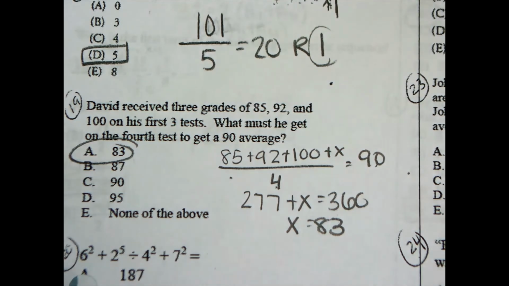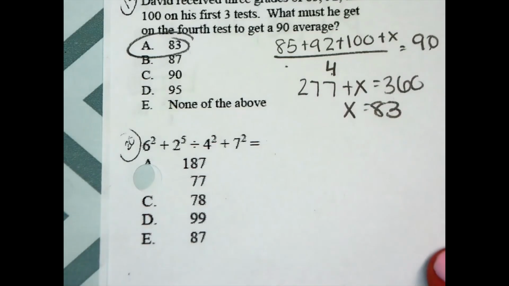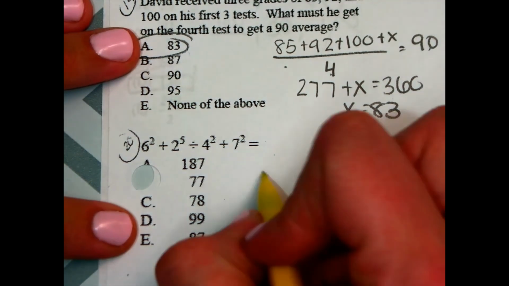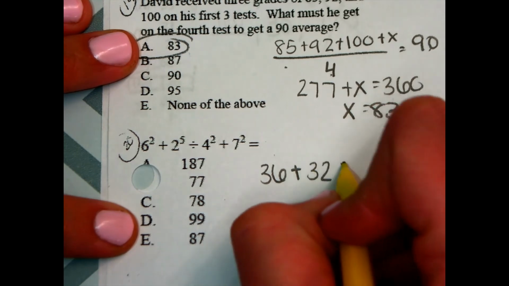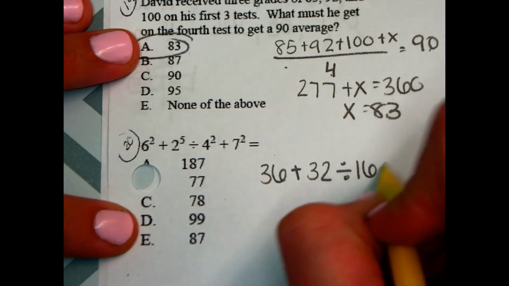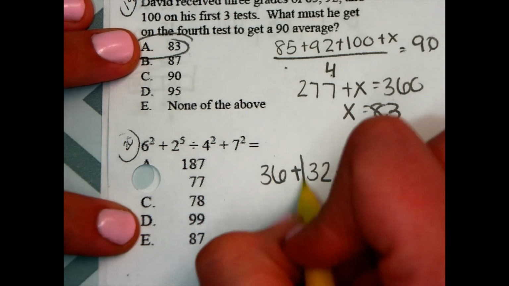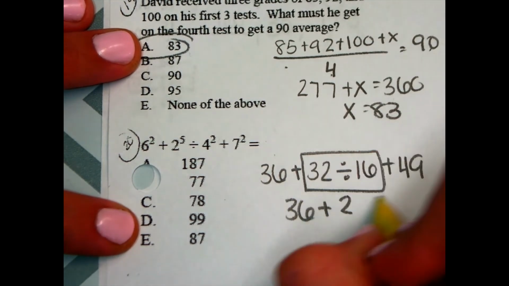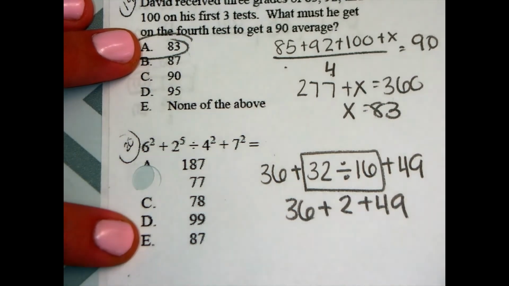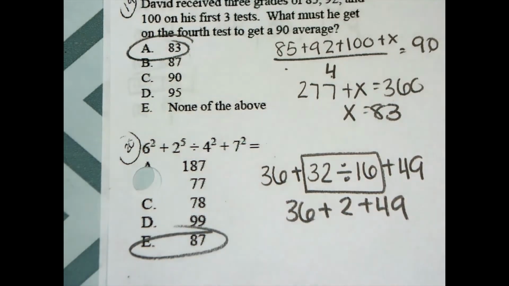All right, number 20. This is just common simplifying. So 6 squared is 36 plus 2 to the 5th is 32 divided by 4 squared, which is 16, plus 49. 32 divided by 16 is 2, so I have 36 plus 2 plus 49 for a total of 87.